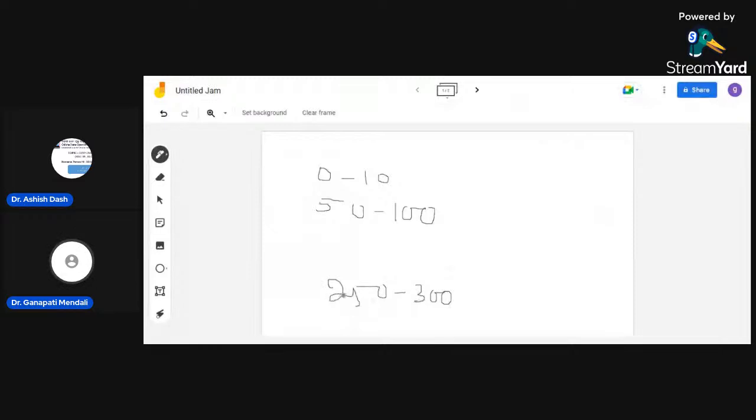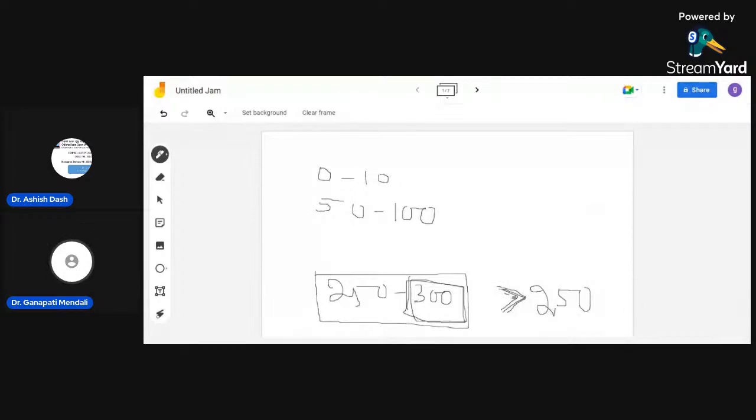Open-ended classes mean that there is no upper limit here. If we have an open-ended class, it means income greater than 250. Here, 250 to 300 is a closed-ended class, so income will not cross 300. But if we have an observation like income greater than 250, that means income may be 300, may be 3,000, may be 3 lakhs, may be 3 crores, anything. So here it is anything.